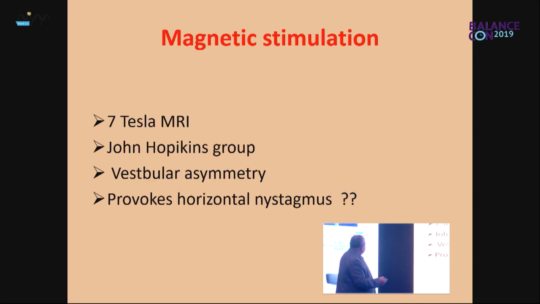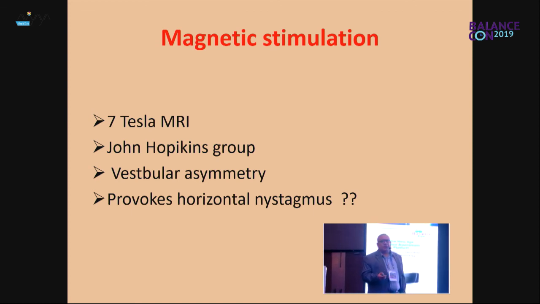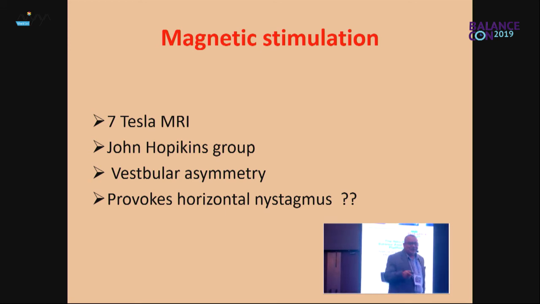The last slide is about magnetic stimulation. They use a 7 Tesla MRI, work done by the Johns Hopkins group. It's used to test a kind of vestibular asymmetry, like the other provocative tests, head shaking and vibration induced. This is the last question in this.